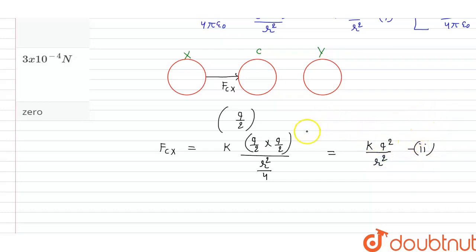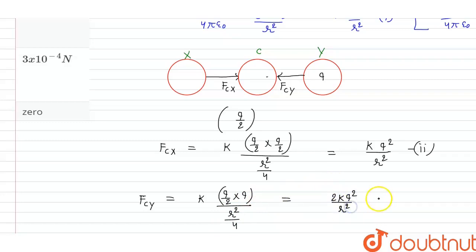And now calculating the force on sphere C due to sphere y, taking F Cy, which is equal to k into q by 2 into q divided by distance, which is r square by 4. After solving this, we get 2k q square by r square, taking this equation as third equation.